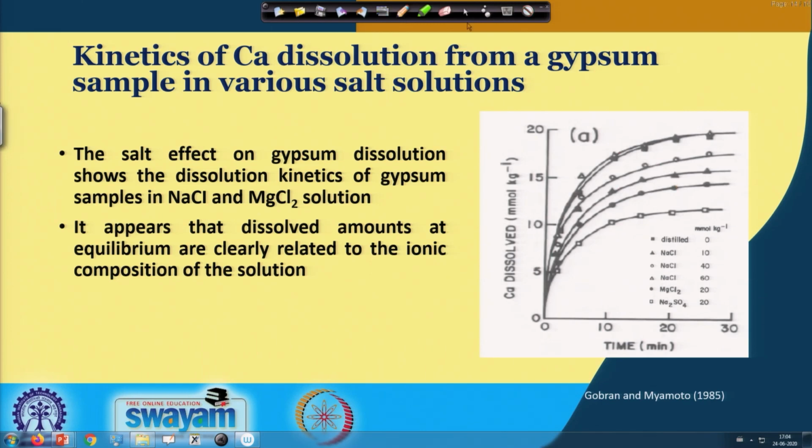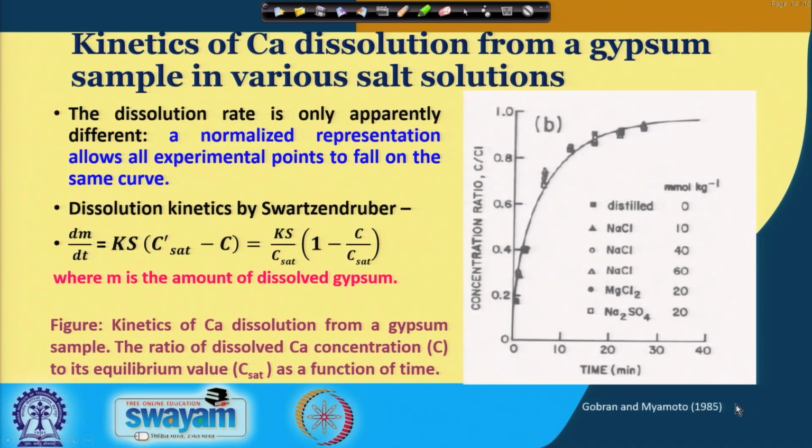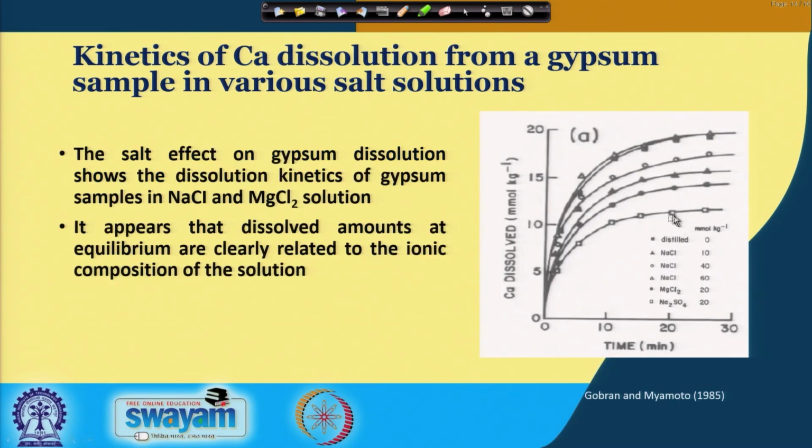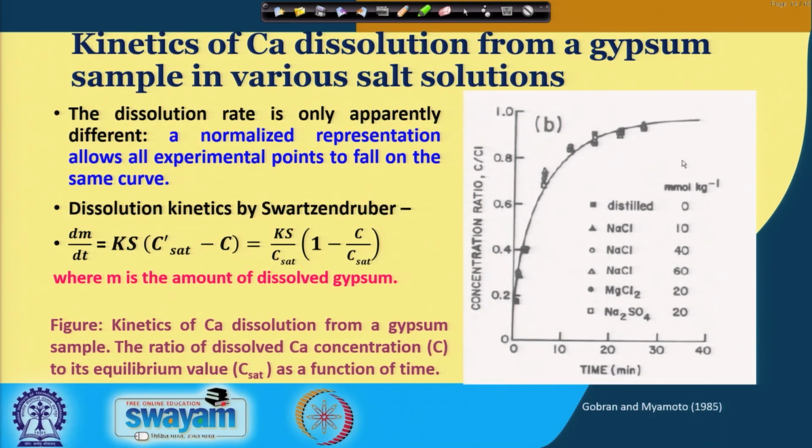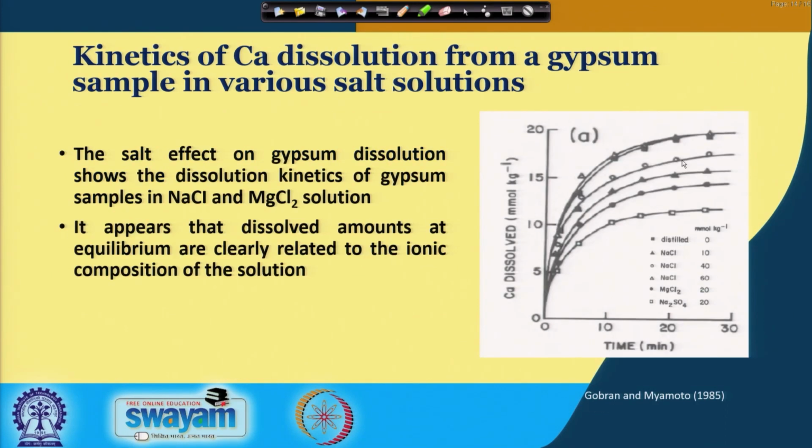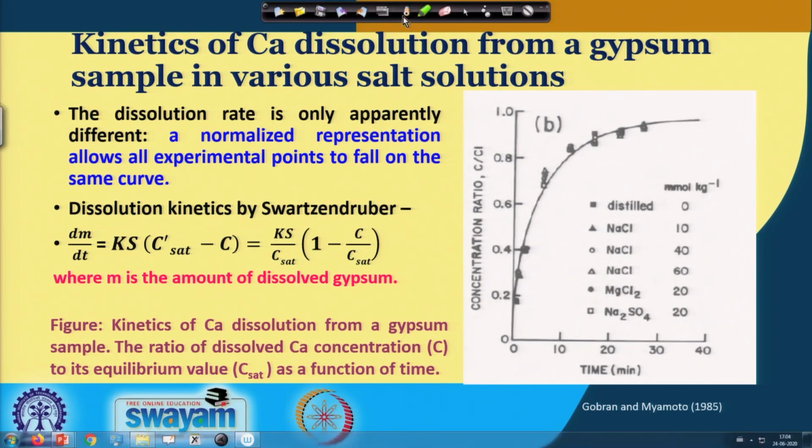So, what are the other inferences from this figure? We can see that the dissolution rate is only apparently different. The dissolution rates are basically showing a similar type of trend of calcium dissolution with respect to time, and if we normalize these graphs, we can see these representations. So, the normalized representation allows all the experimental points to fall on the same curve. All the individual curves, when we normalize, will fall on this curve.